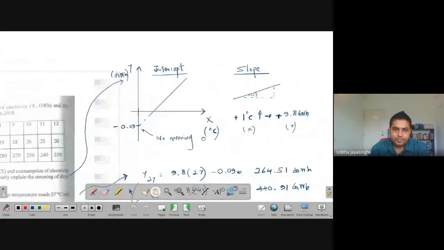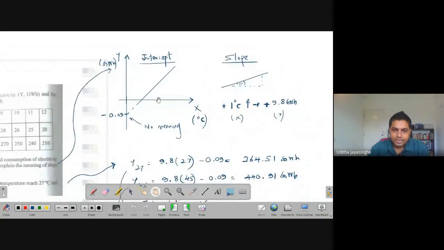Slope, yes. Intercept first. When the temperature becomes zero, the electricity consumption is going to be negative 0.09. Now, can a variable like consumption have a negative value? Not really. The consumption has to be positive. That would mean you are giving electricity away to something. Technically, there's no practical meaning in such a case.